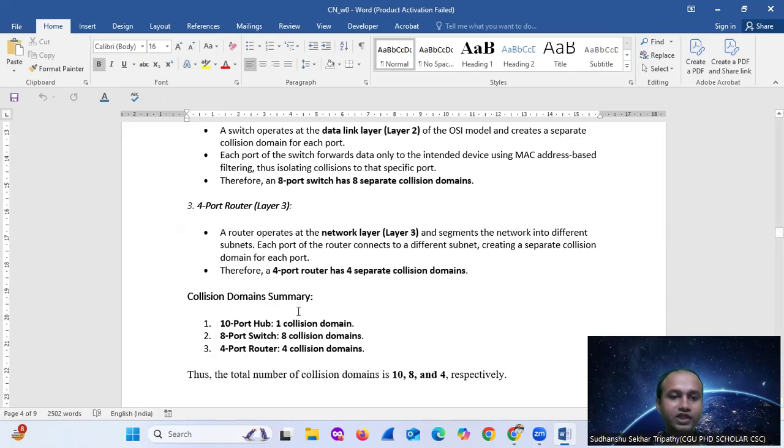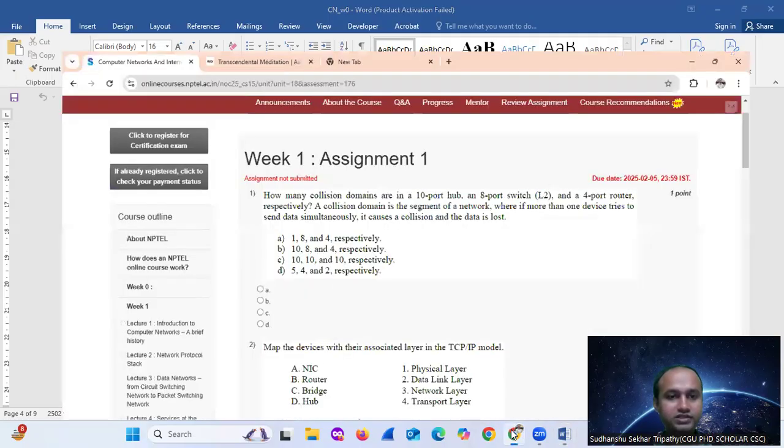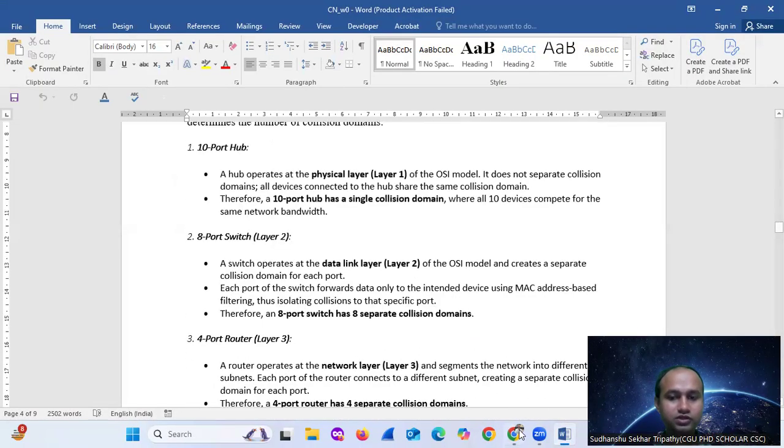Okay. So this will be the summary of collision domains. For the 10 port hub, 1 collision domain, for the 8 port switch, 8 collision domains, and for the 4 port router, 4 collision domains. So the total number of collision domains is 10, 8 and 4 respectively. So 10, 8, 4, that is option number B.